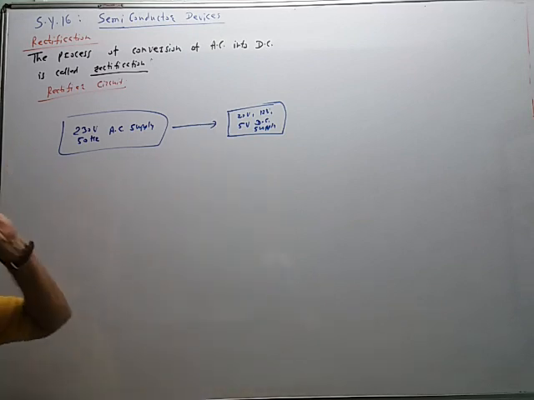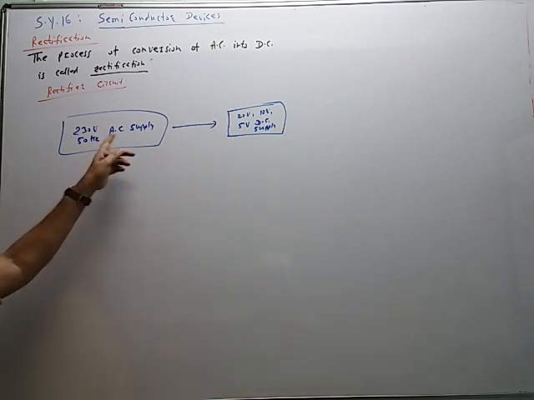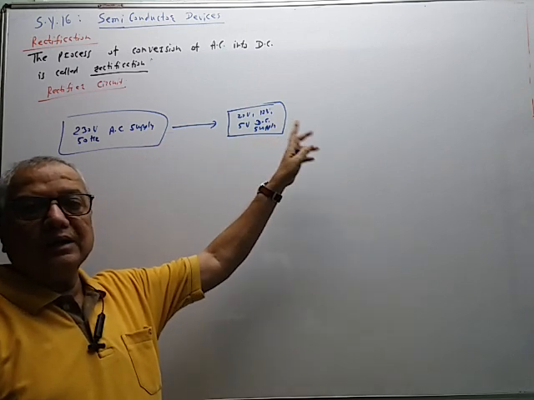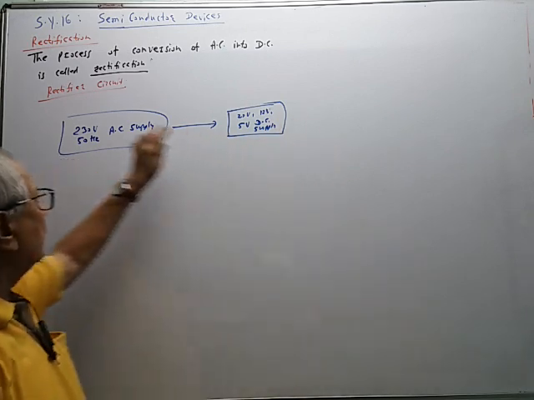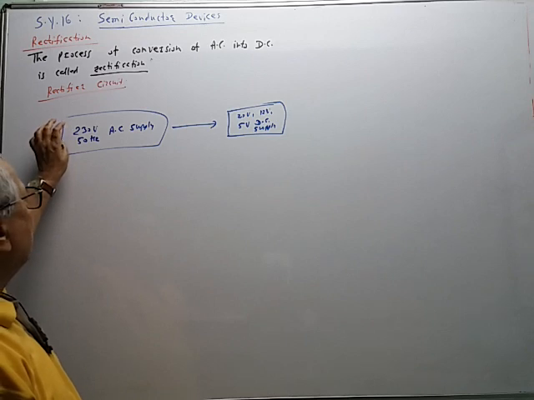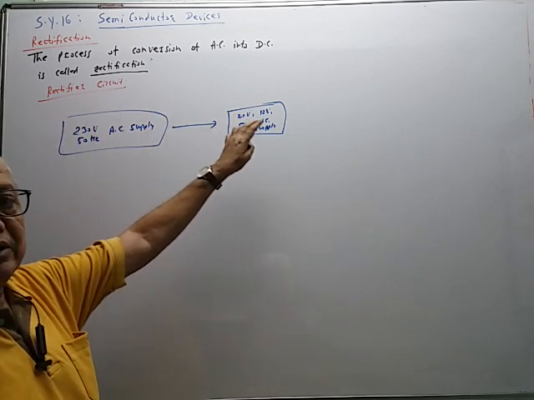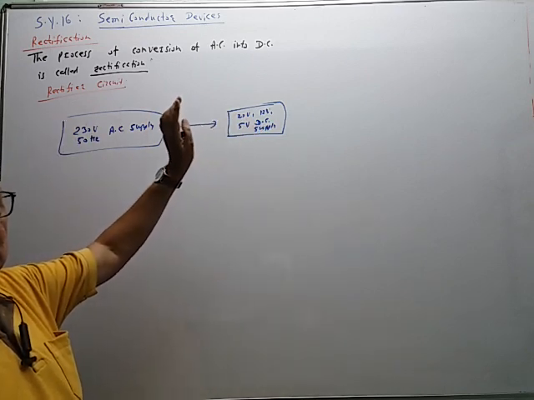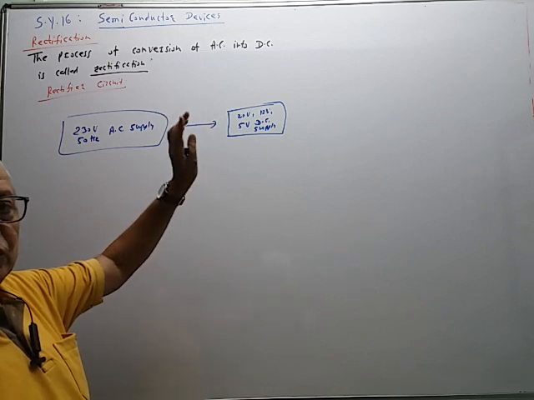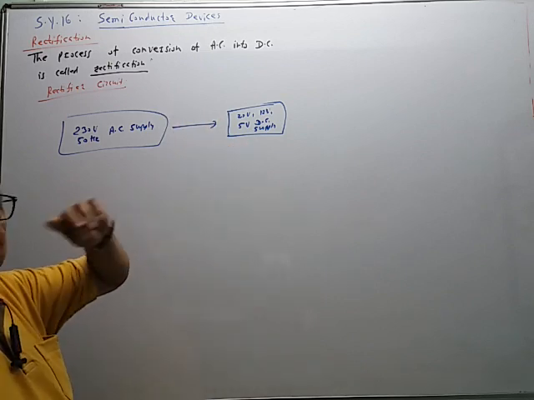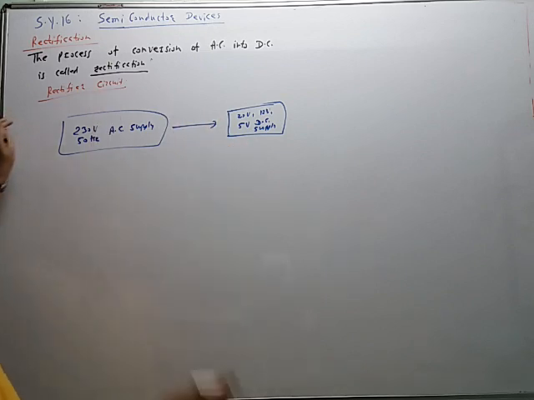So we have to do two things. We have to convert AC into DC, and there is one more function. We have to reduce the voltage from 230 volt to 20 volt. So to reduce the voltage to low AC value, we are using a device called a transformer.